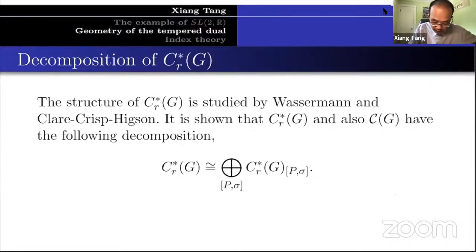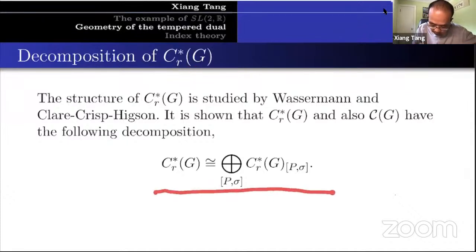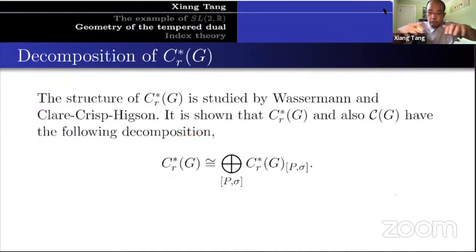So now this is the structure I would like to explain to you in general. In general, if we have a connected real reductive Lie group, what we know is, Wassermann studied this in the 80s, and more recently Clare, Crisp, and Higson. In this generality of connected real reductive Lie groups, we can have a similar decomposition. The P and the sigma do have some meanings, but for our understanding of the talk, just think about our algebra as decomposed into pieces.